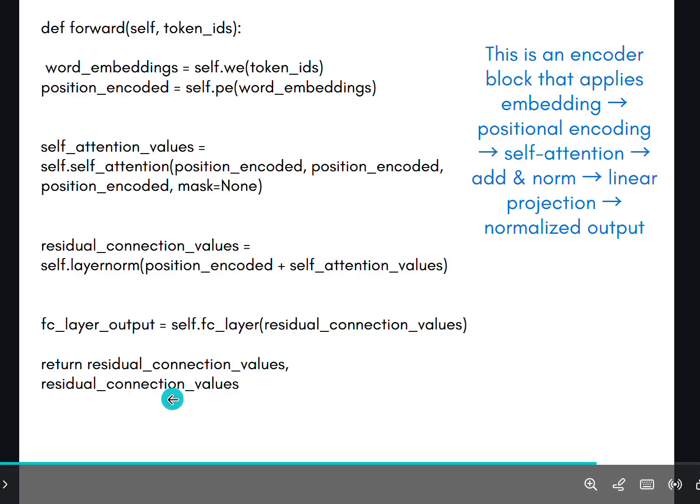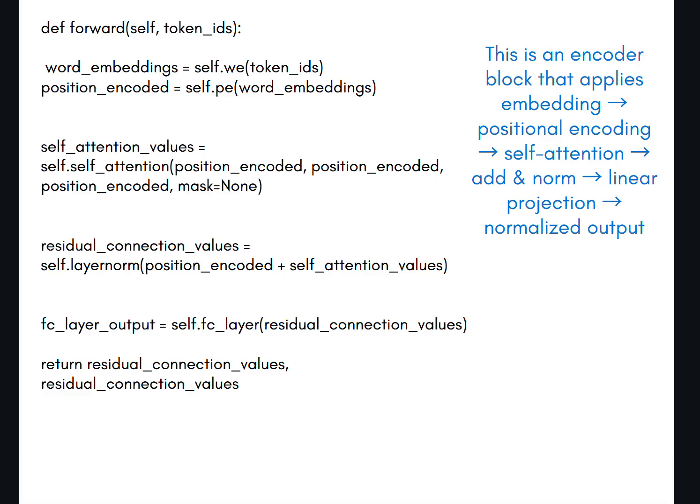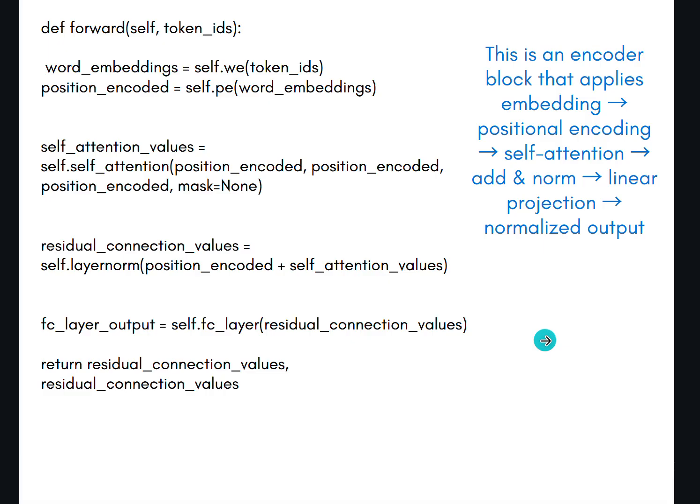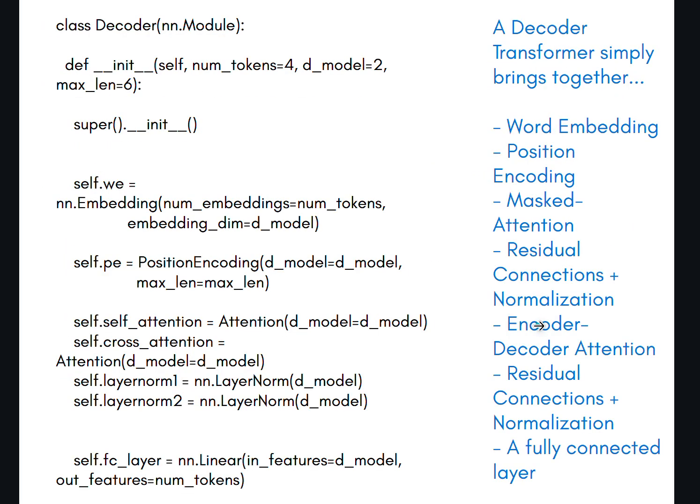So why did I repeat it two times? One is the encoder output value and the other is the encoder hidden value. This is important when we are using it in the decoder part, because in the encoder-decoder attention part we are getting the key and the value from the encoder part, and the query generates from the decoder part. So that kind of helps over here. So in a decoder block that applies embedding, positional encoding, self-attention, add and normalize, and linear projection followed by normalized output.